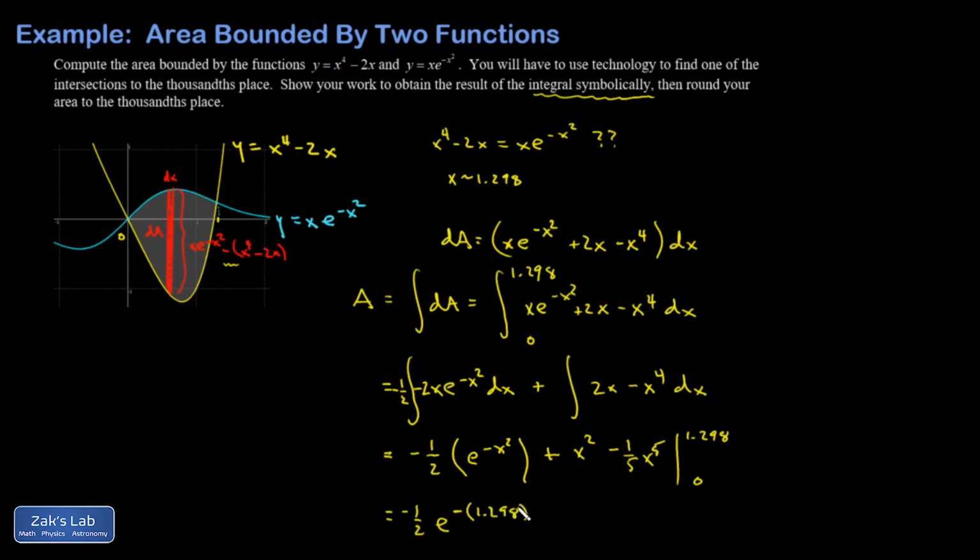Okay, so I have negative 1/2 e to the negative 1.298 all squared plus 1.298 all squared minus 1/5 1.298 to the 5th, and then I subtract what I get when I plug in the lower limit, minus negative 1/2, so I end up with plus 1/2. So I get an area approximately equal to 1.355.